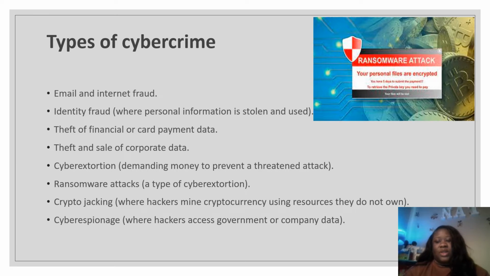Here are some specific examples of different types of cybercrime: email and internet fraud; identity fraud, where personal information is stolen and used; theft of financial or card payment data; theft and sale of corporate data; cyber extortion, demanding money to prevent a threatened attack; ransom attacks, which are a type of cyber extortion; cryptojacking, where hackers mine cryptocurrency using resources they do not own; and cyber espionage, where hackers access government or company data.